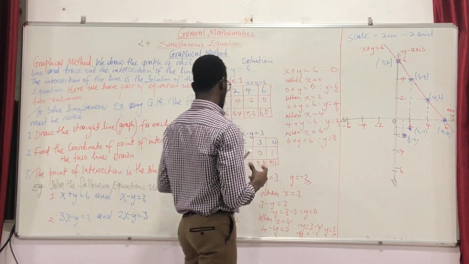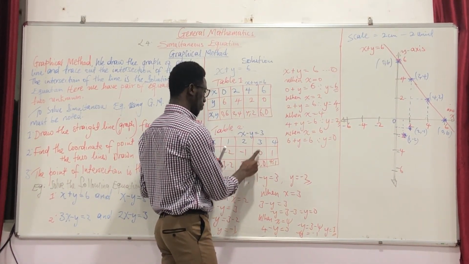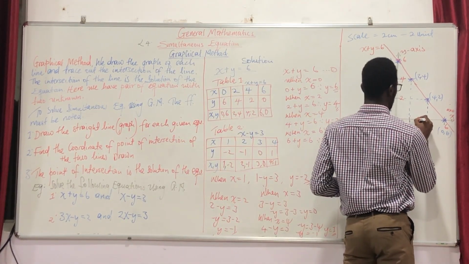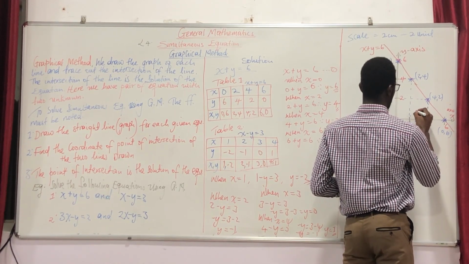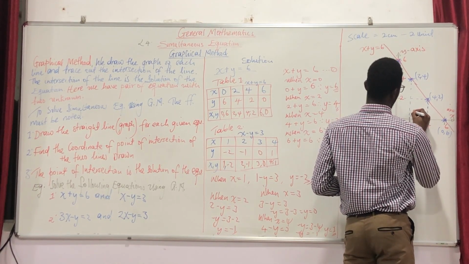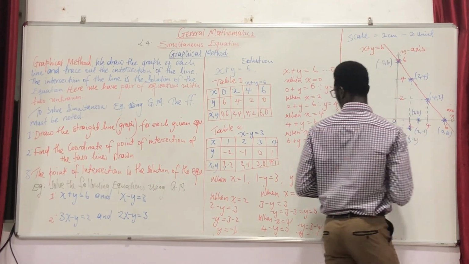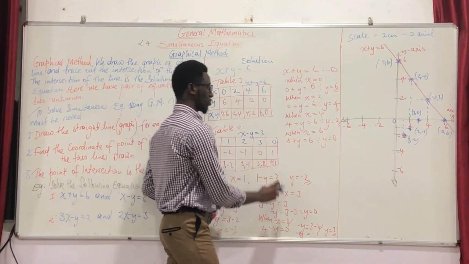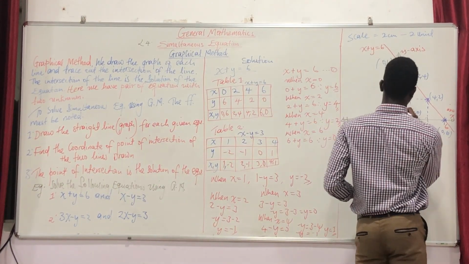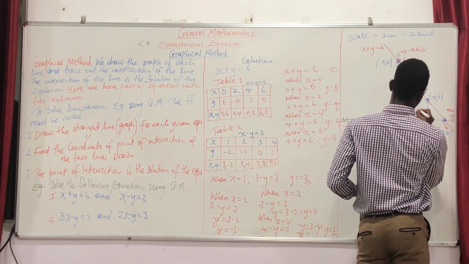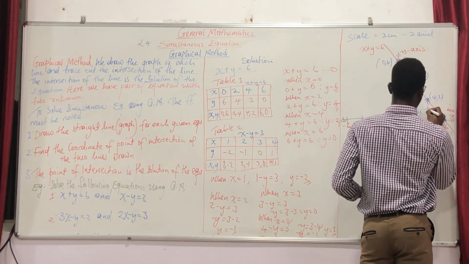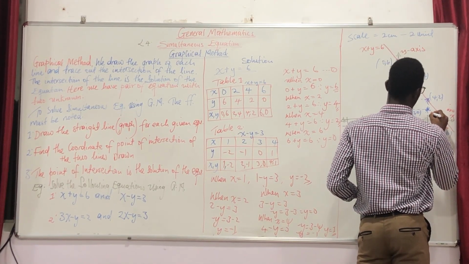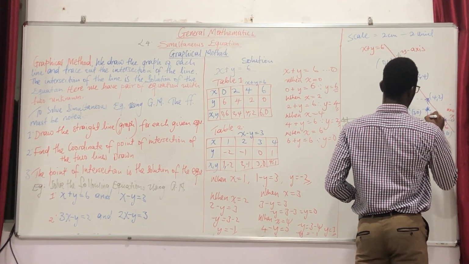So let's see the other points. The other point is 3, 0. When x is 3, y is 0, it is between here. So this is 3, 0. Then when x is 4, y is 1, this is between here. So this is 4, 1. This is the point.